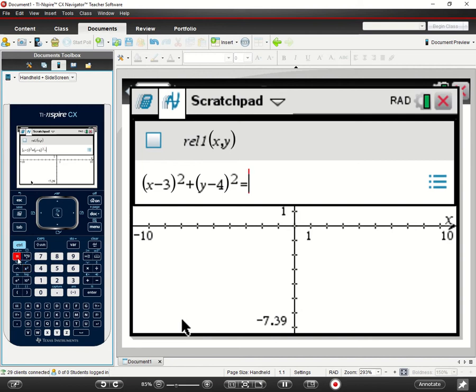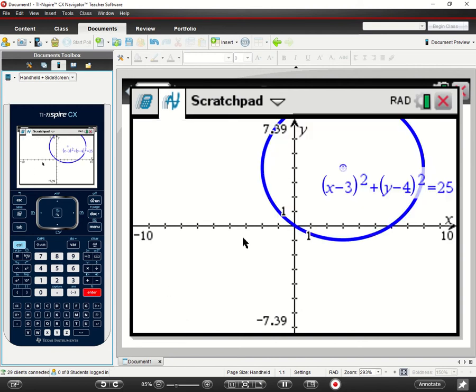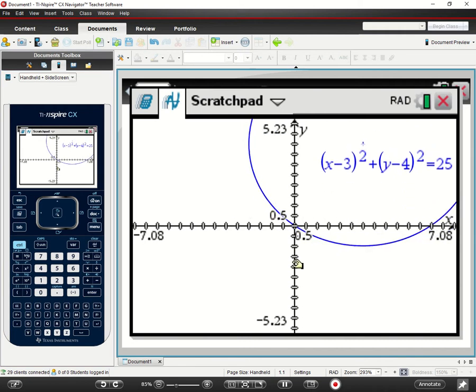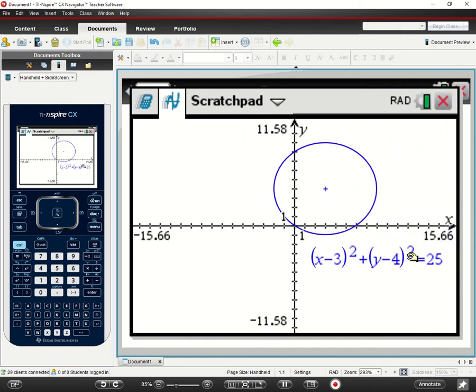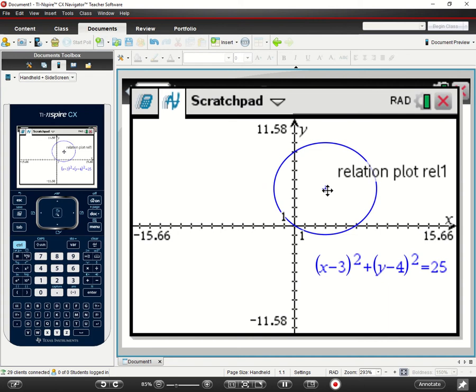Equals. What was my radius squared, or what was my number? 25. So I'm entering the whole thing right there. Okay, the whole function, I hit enter. There, I've graphed a circle. And what did it also do? It gave you the center. That's super important right there.